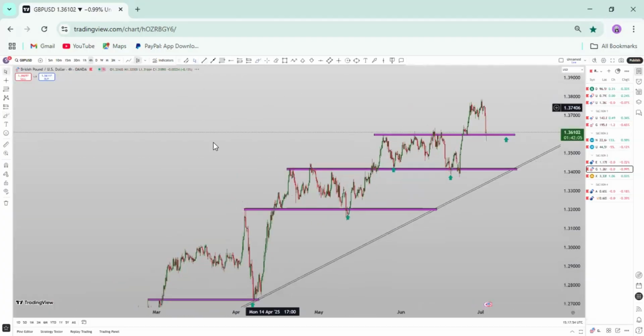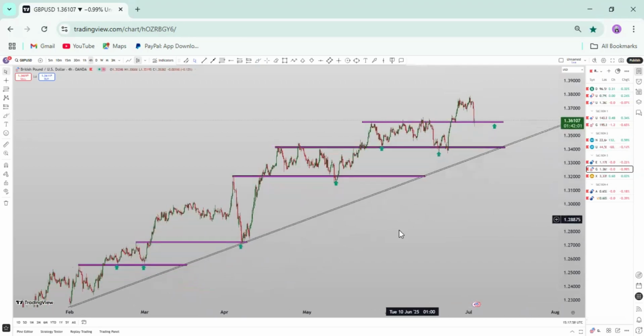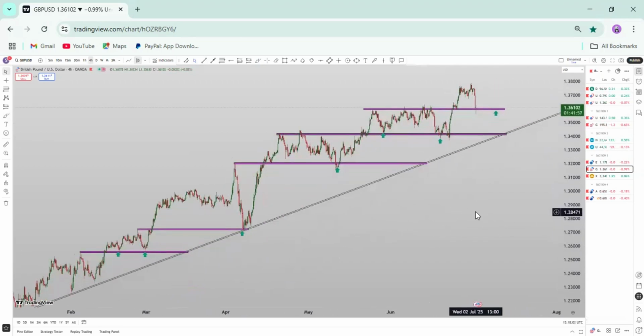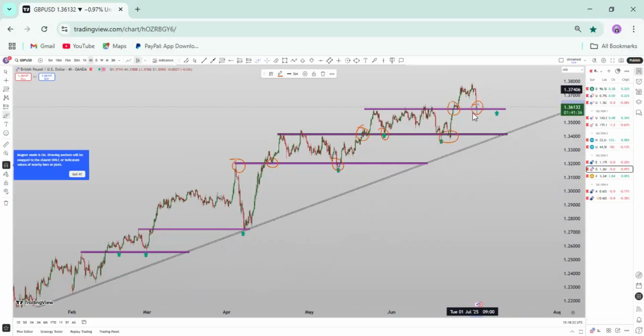Let's come to GBP USD. I can see a good setup from a distance on GBP USD. As you remember, you can see very clearly the market respects break and retest on GBP USD. You can see break, retest, break, retest. We have a break here, and now we have our first retest around this area.